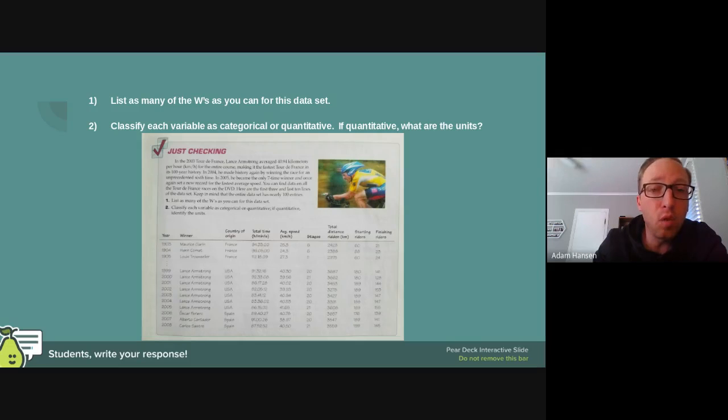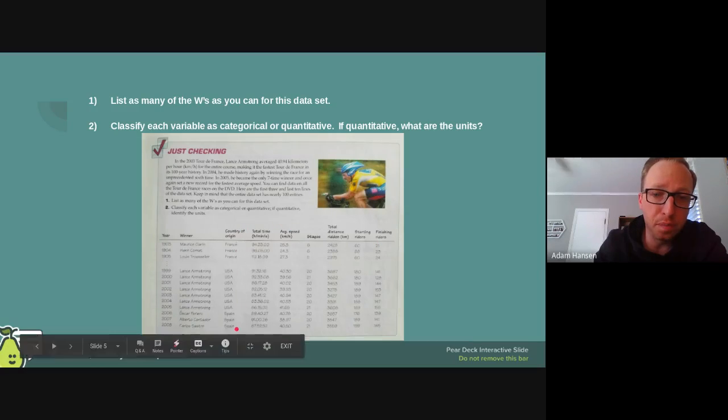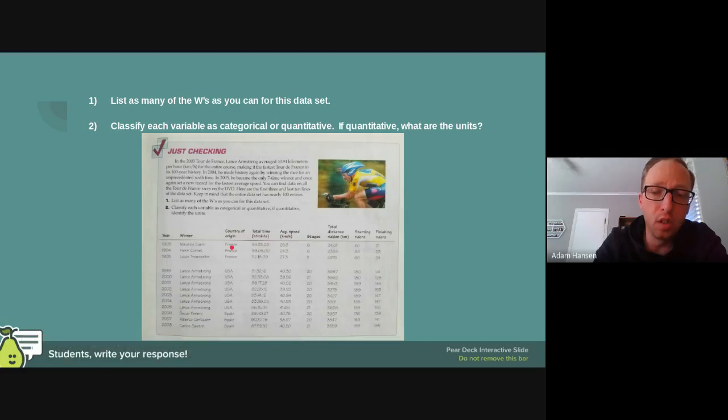The only categorical variable would be the respective country of origin. What country was the Tour de France winner that year from? France, Italy, Spain, Argentina, etc. The other variables are quantitative.